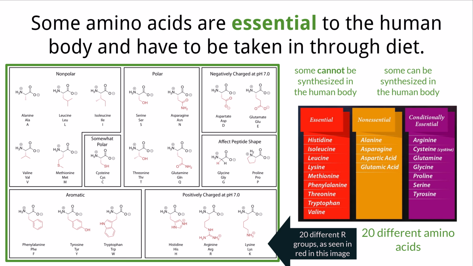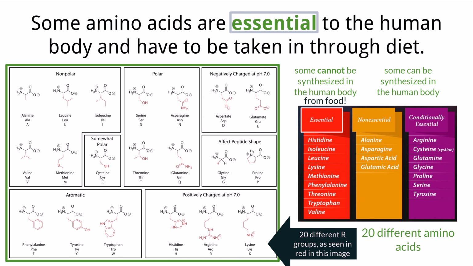So how do we get the ones that our body can't make? The answer is our diet. The food that we eat contains amino acids that the body can use to build proteins. We call amino acids that the body cannot create essential amino acids because it is essential to have them in our diet because we have no other source of obtaining them.